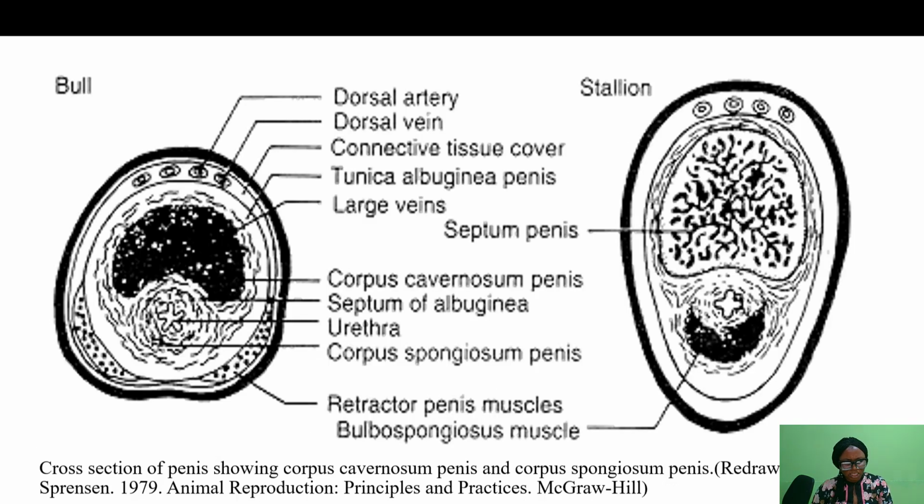Now, this is the cross section showing the penis. Assuming you have an opportunity to take the penis of an animal and cut it across, this is what you will see. You will see different supplies of blood vessels. We have the dorsal artery and vein. We also have the connective tissue. We have the tunica albuginea, which also spreads through the penis. Then we have the corpus cavernosum, the corpus spongiosum, and the bulbospongiosus muscle. These make up the firmness and the root of the penis in all animals.